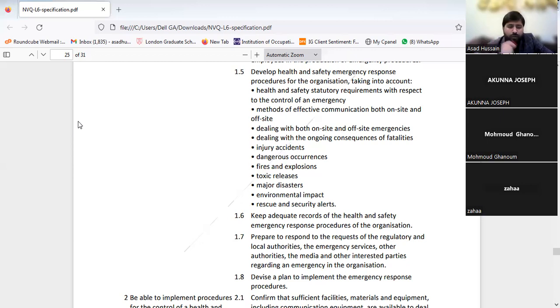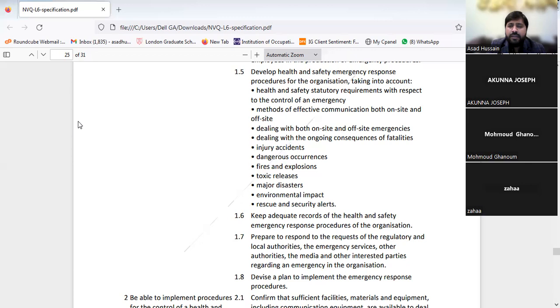Moving forward to 1.8, it is asking about devising a plan to implement the emergency response procedure. It is asking how you are implementing these emergency response procedures in your workplace. You have developed them, you have everything, you have procedures even for the regulatory authorities, stakeholders, etc. Now it is asking how you can implement them, what is your plan.